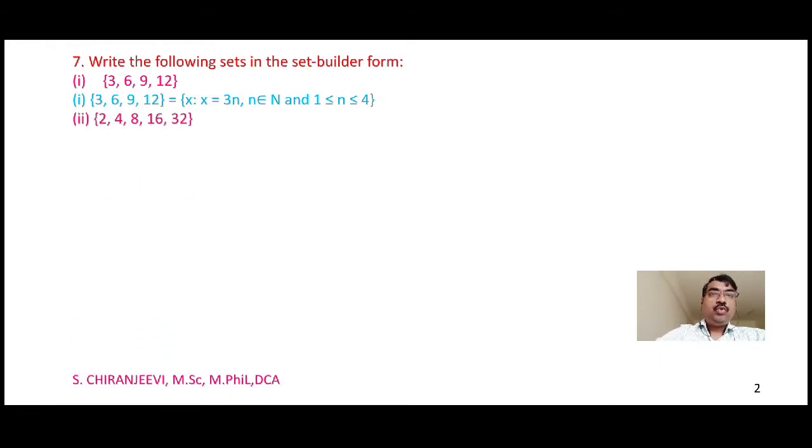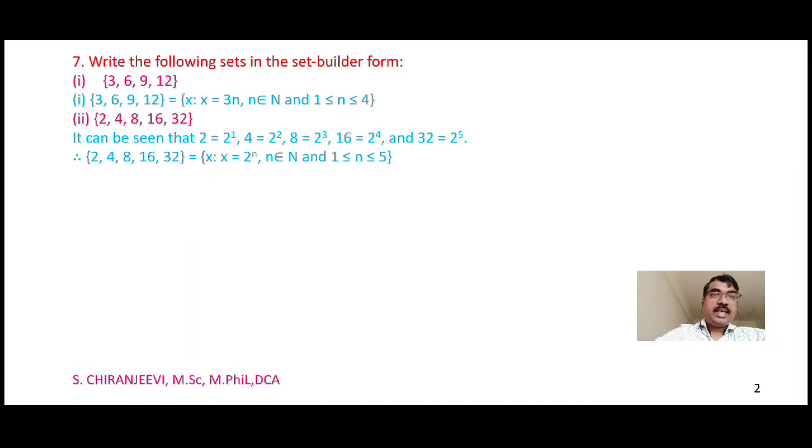Next one, 2, 4, 8, 16, 32. See here 2, 4, 8, 16, 32. 2 can be taken as 2 power 1, 4 can be taken as 2 square and 8 can be taken as 2 cube. 16 can be taken as 2 power 4 and 32 can be taken as 2 power 5, which is powers of 2. So this we can write it as x such that x equal to 2 power n, where n belongs to capital N and the least number will be 1 and the highest will be 5. So which can be written as 1 less than or equal to n less than or equal to 5.